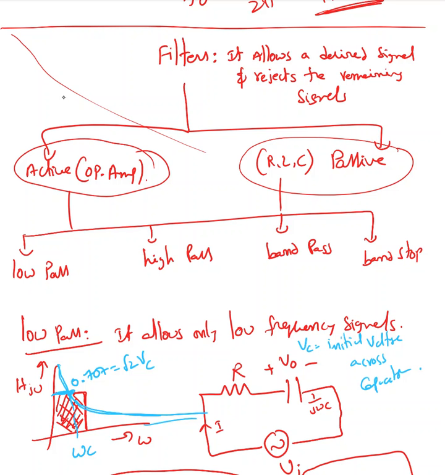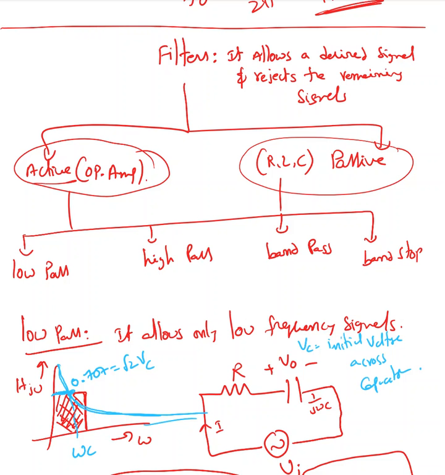In this video, I'm going to talk about filters. A filter is nothing but a device which allows a desired signal and rejects unwanted signals. So it's basically an electronic device. There are two types of filters.